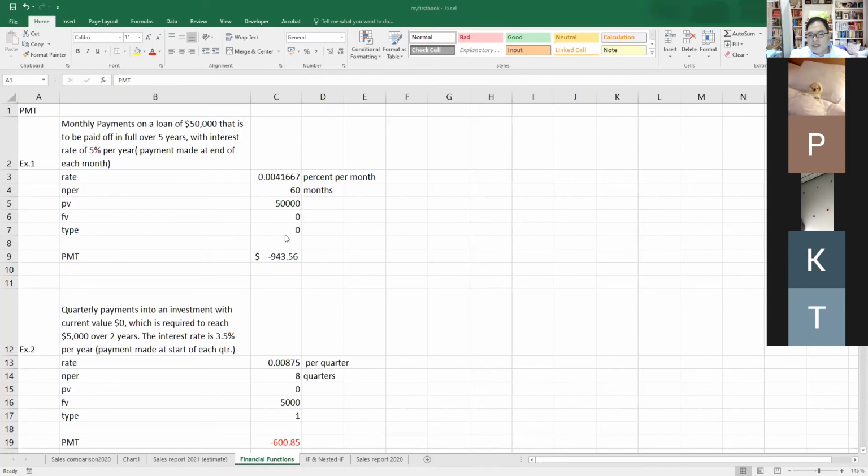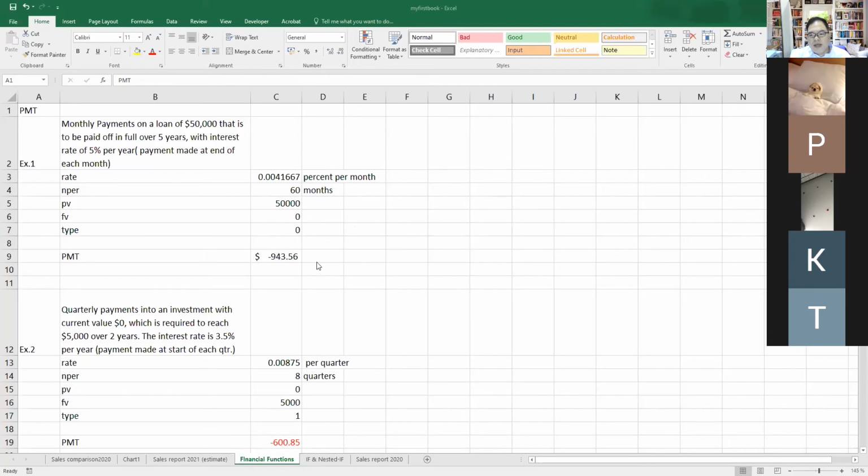Type 0 means that you pay at the end of the period, for example end of the month, end of the quarter, end of the week, while type 1 means that you pay at the beginning of the month, the beginning of the quarter, or beginning of the week, respectively. So that's why you have to specify the type properly.